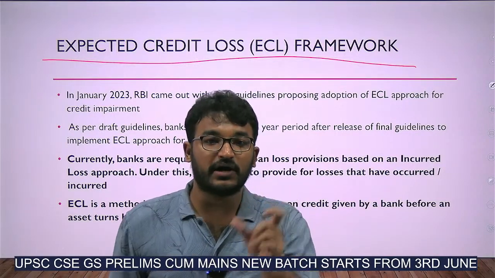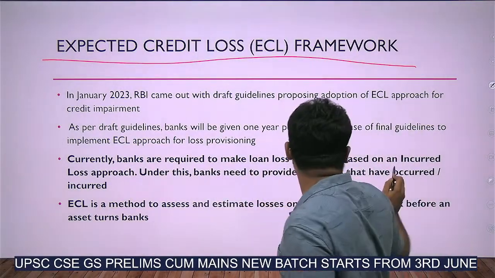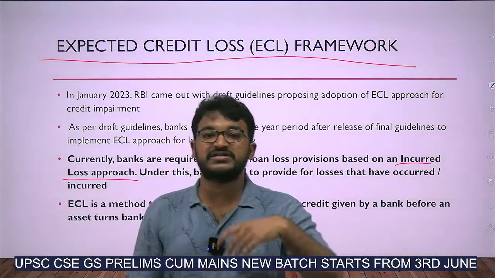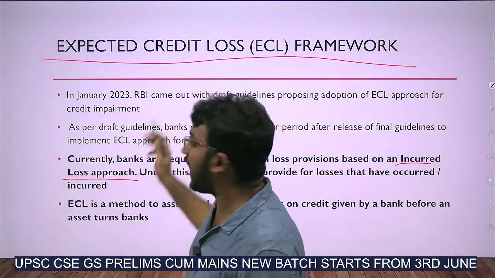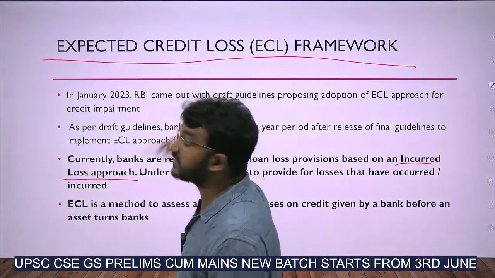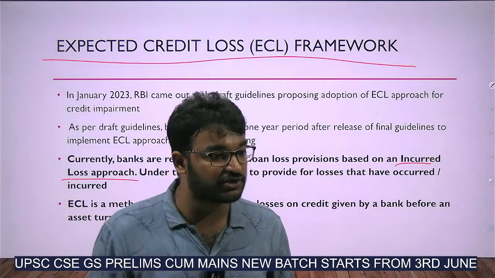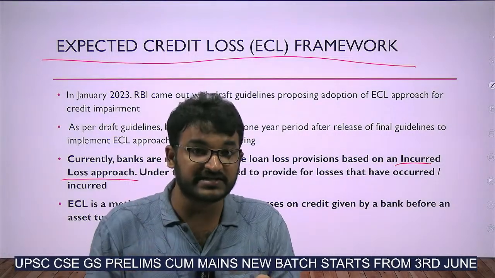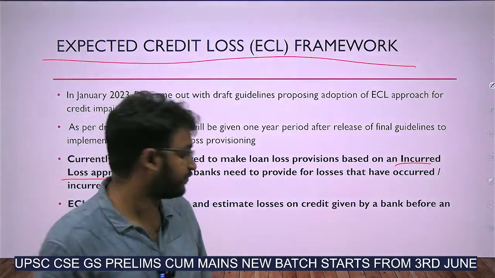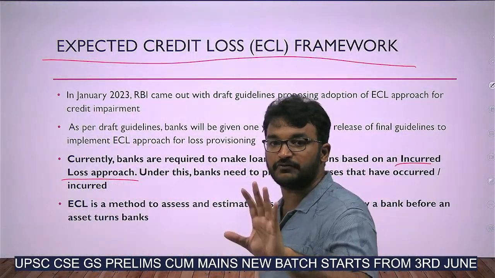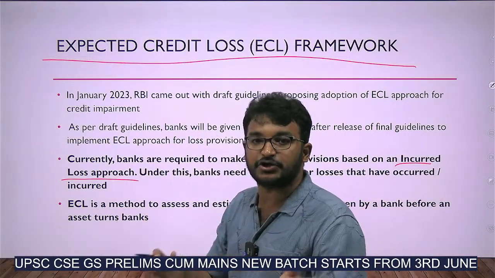Now that value earlier used to be decided based on the incurred loss approach, means how much loss has already been incurred, and based on that the percentage used to be decided. Now RBI is planning to shift to the expected credit loss framework, means the provisioning ratio will be based on how much chance of loss there is in the future. Okay, this is a proactive step. Here you just need to know the words expected credit loss and incurred loss approach. This is related to provisioning in the banks.